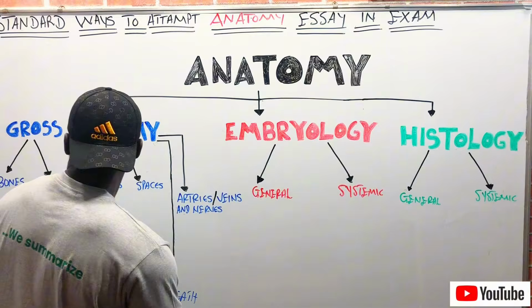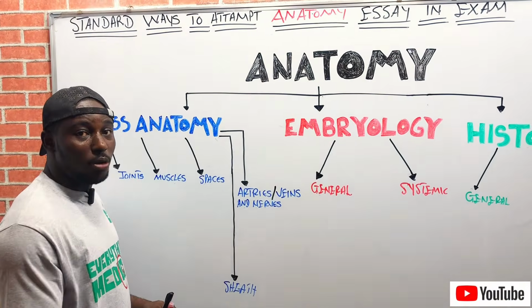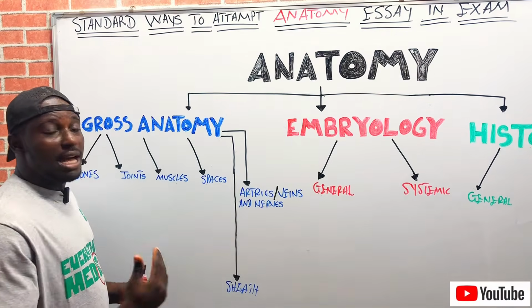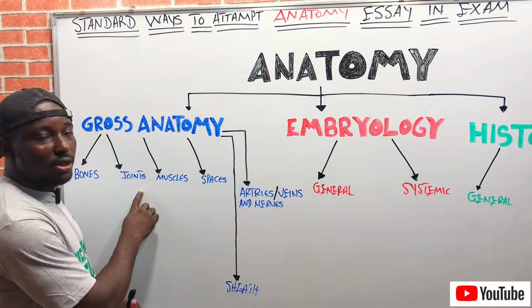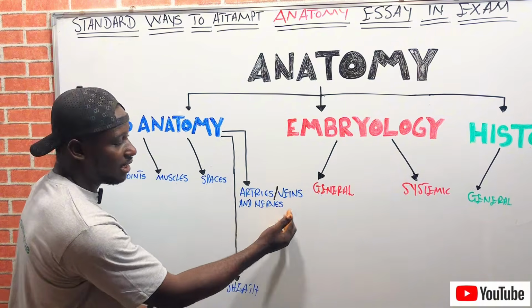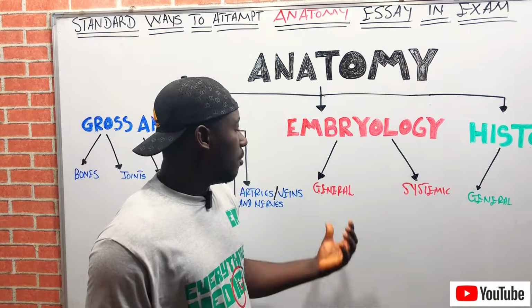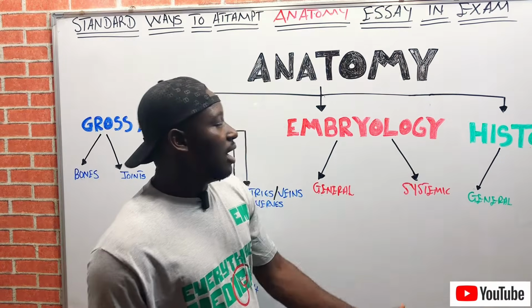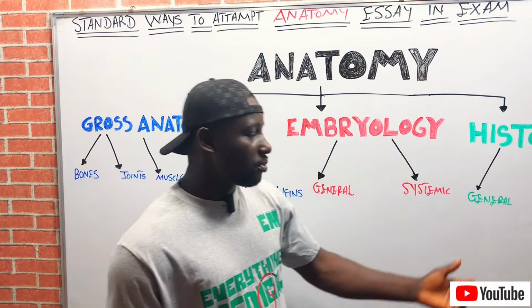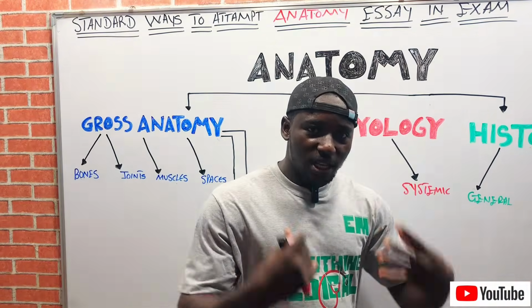Now, the questions in your exam usually come under these headings. Either you are being asked about a bone, joint, muscles, space, sheath, or arteries, veins and nerves. Likewise, questions in embryology will come from general embryology and also systemic, while questions from histology will also come from general histology and also systemic histology.